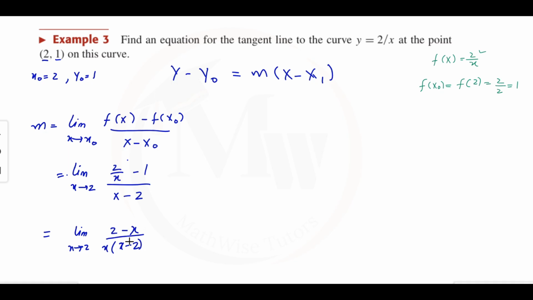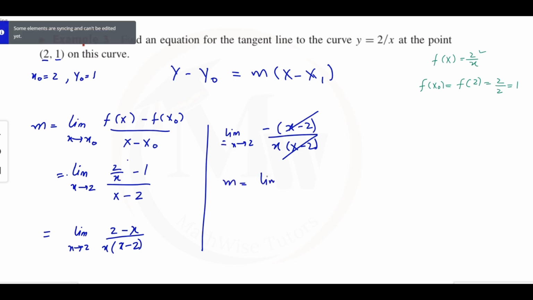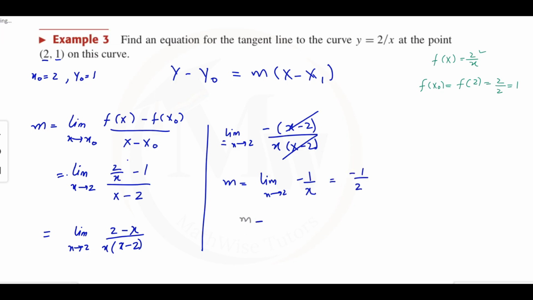If you notice, 2 minus x and x minus 2 are almost the same, just differing by a minus sign. So we take the minus common in the numerator. As x approaches 2, it becomes minus (x minus 2) over x times (x minus 2). This x minus 2 cancels out, and the slope is the limit as x approaches 2 of minus 1 by x. Now plug in 2, so it becomes minus 1 by 2. So the slope we have is minus 1 by 2. Now let's find the equation of the tangent line.